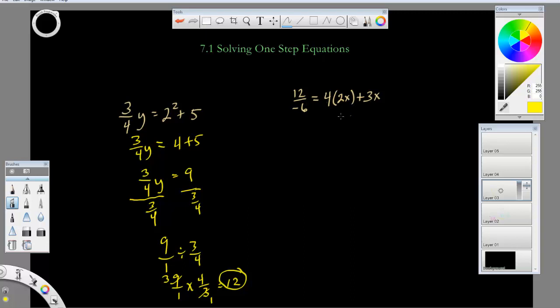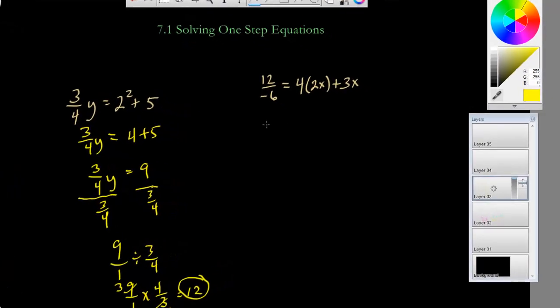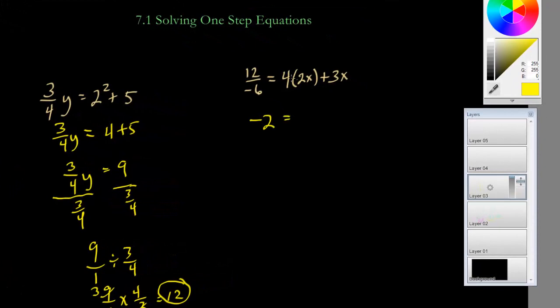All right, and finally the last one. This is going to be interesting. A lot of people, when they first see this for the very first time, kind of freak out. Let me show you so you don't freak out. 12 over negative 6 would be negative 2. And then I'm going to start simplifying this side over here. So 4 times 2x, that would be 8x plus 3x. Negative 2 equals 8x plus 3x is 11x.